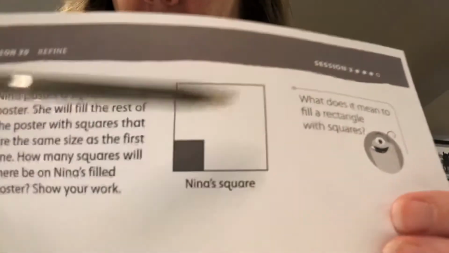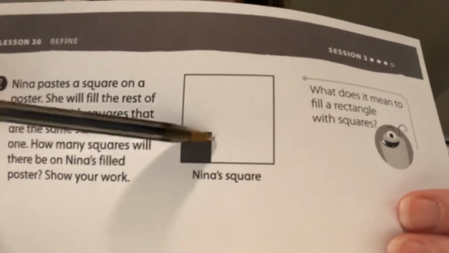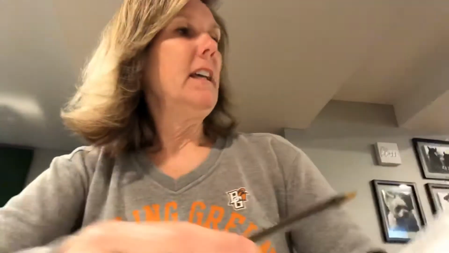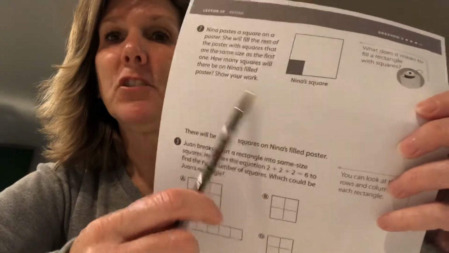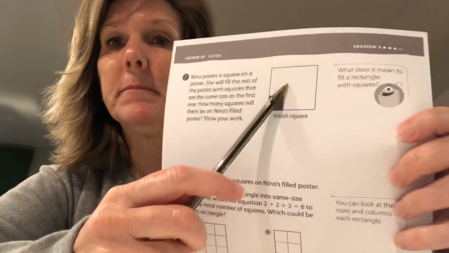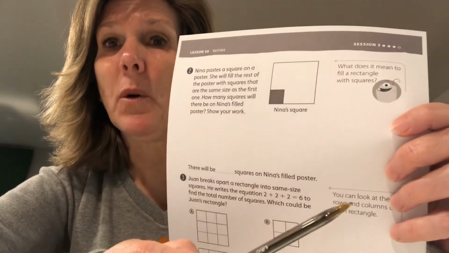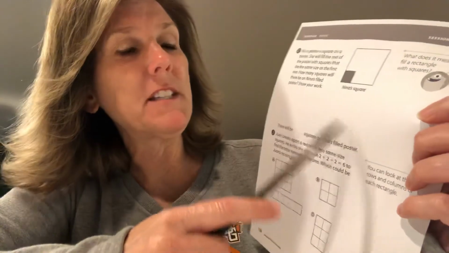And we're on number 2. So it says Nina pastes a square on a poster. So here's her big poster. And she cut out a bunch of squares, and she's just going to paste this one, okay? She will fill the rest of the poster with squares that are the same size as the first one. How many squares will be on Nina's filled poster, and show your work? So show your work means you're going to go ahead and divide this into rows and columns, and then you're going to have to tell me somewhere, oh, right here, there will be blank squares on Nina's filled poster.